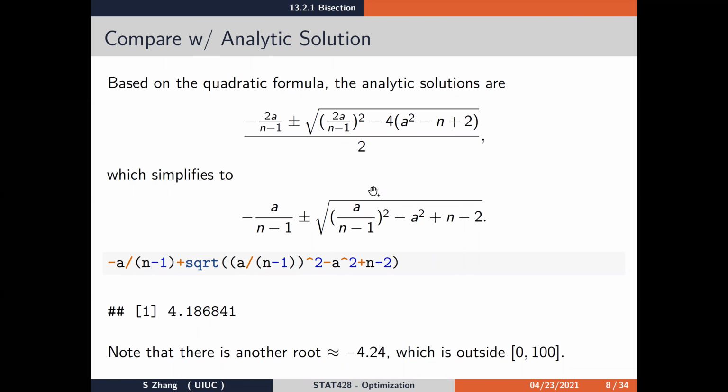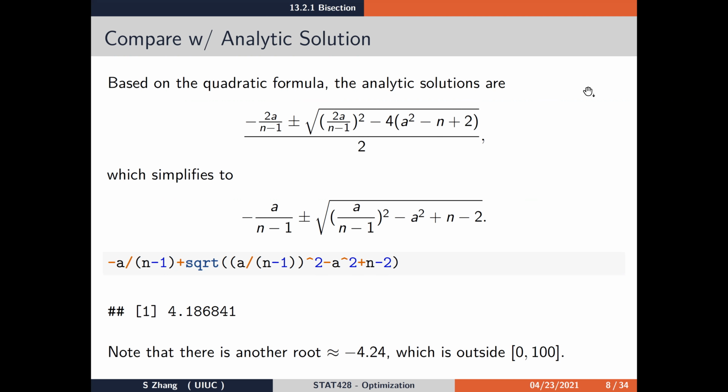Well, since the nonlinear equation we're trying to solve is a quadratic equation, we can actually know the analytic solution to it using the quadratic formula. So if you recall from maybe 10 years ago or maybe less than that, when you were in middle school or high school, you have learned a quadratic formula where the solutions or the roots to a quadratic equation is given by negative b plus or minus the square root of b squared minus 4 times a and c divided by 2 times a, where a, b, c are the coefficients in front of the y squared, y, and the constant term.